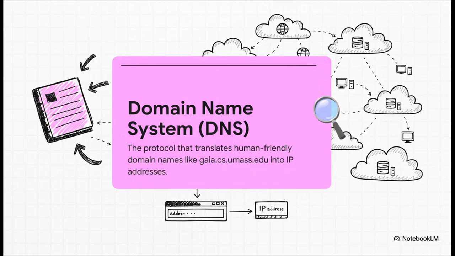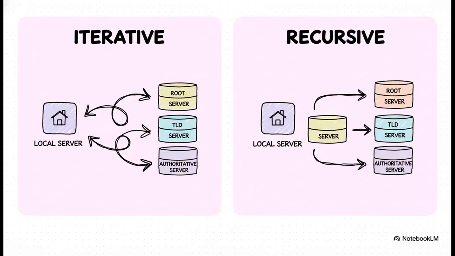The easiest way to think about DNS is as the internet's giant shared phone book. Its one and only job is to look up the human-friendly name and hand back the computer-friendly IP address. Simple as that. But how does it find the right number in that massive phone book? Well, there are two main ways.